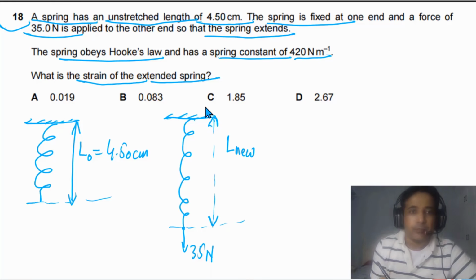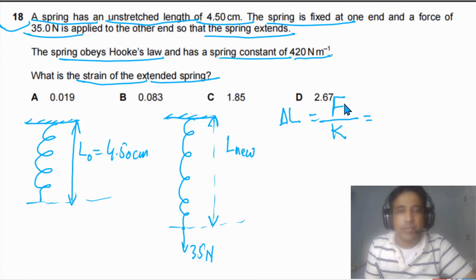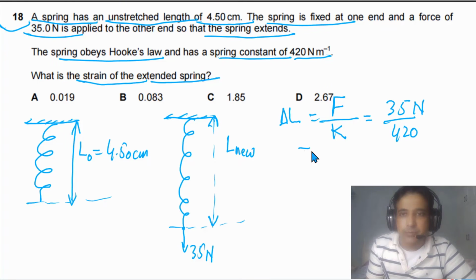If we have the value of L new, then we can subtract, but we do not need to find the value of L new. We can simply find out delta L, because delta L will be equal to the force applied on the spring divided by the spring constant, K. So in this case we have F equal to 35 newtons, divided by K, which is 420 newtons per meter. If we simplify this one, we will get delta L equal to 0.03 meters. So this is the value of delta L.